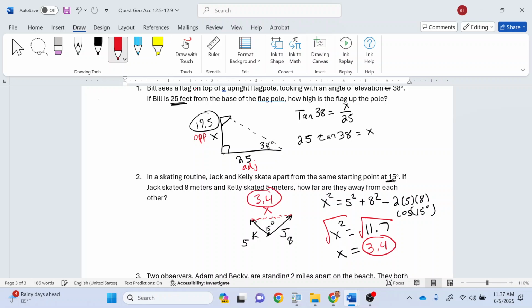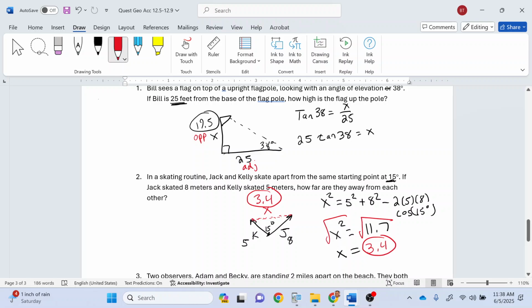I got 2. Did you get 11.7? That's way off. Careful what you typed in. Did you forget the 2? I don't know.